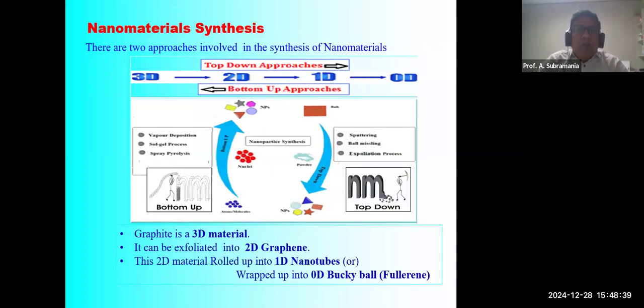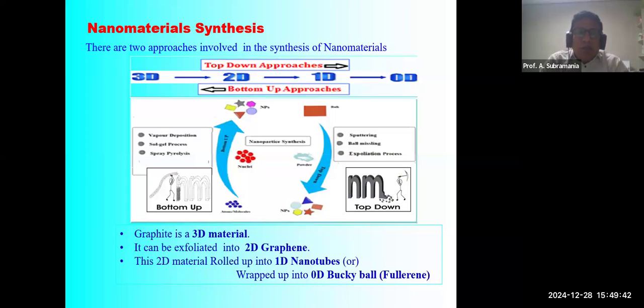Then synthesis of nanomaterials. There are two approaches involved in the synthesis of nanomaterials. The first one is the top-down approach. The second one is the bottom-up approach. In the top-down approach, from the bulk material, that is three-dimensional material, we can bring out two-dimensional, one-dimensional, or zero-dimensional materials. For example, let us take graphite. Graphite is a three-dimensional material. It can be exfoliated into a two-dimensional graphene-like structure. This two-dimensional graphene-like structure can be rolled up into a one-dimensional nanotube-like structure, that is carbon nanotubes, or wrapped up into a zero-dimensional buckyball structure, that is fullerene.